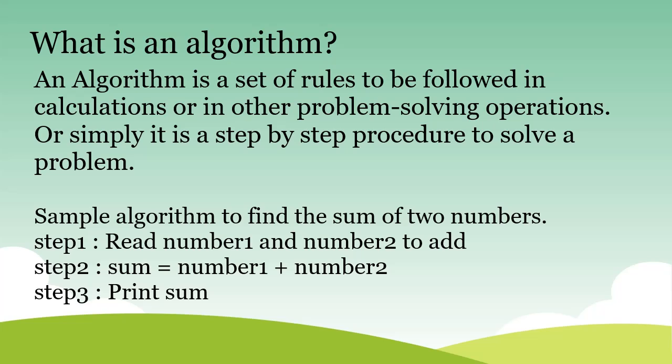Step 1. Read number 1 and number 2 to add. Step 2. Sum is equal to number 1 plus number 2. The last step, step 3. Print sum. This is a very basic, simple algorithm.